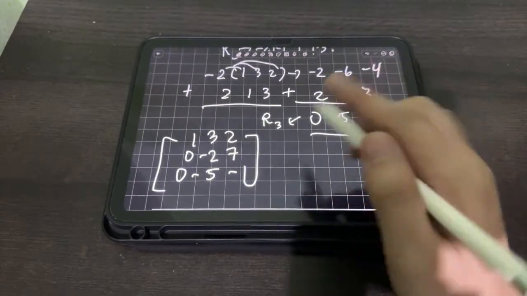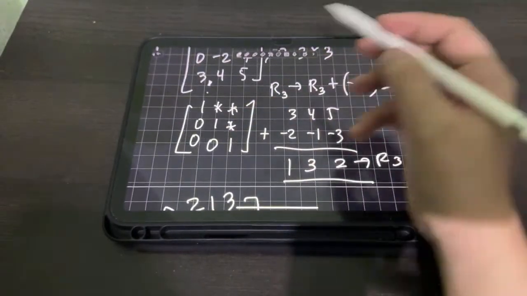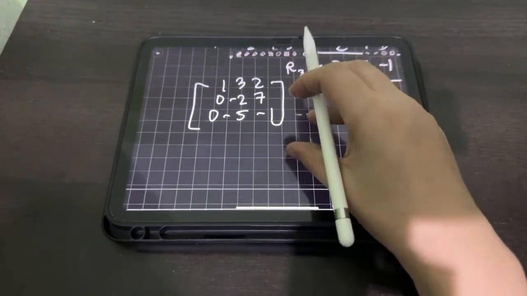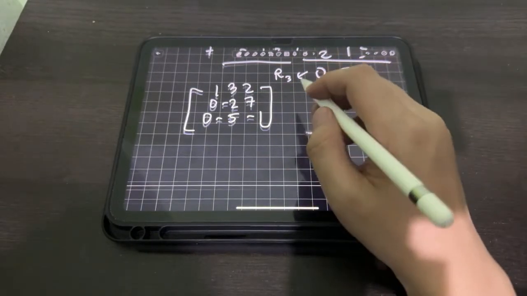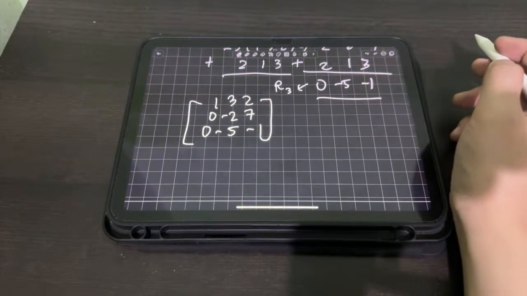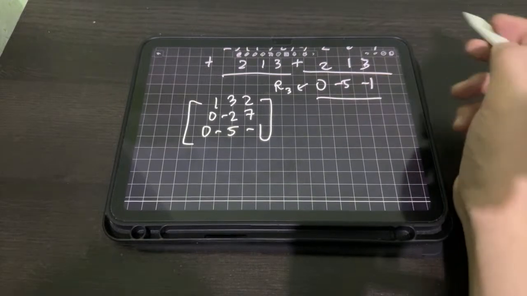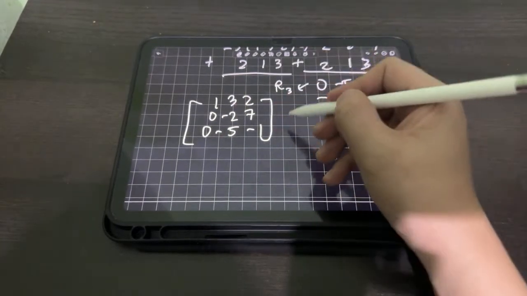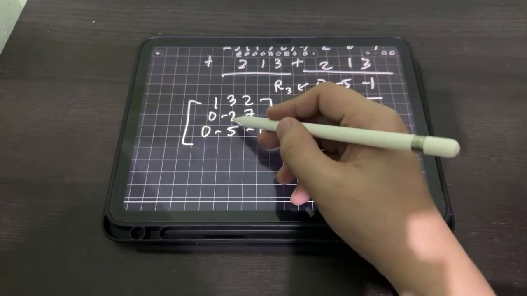Okay. So we're done with 1, 0, 0 here. Next, to make this entry 1, which is -2 here, we can divide this by -1/2, so that it will become 1.